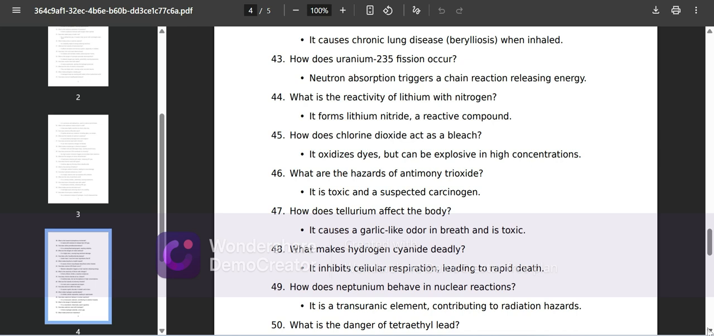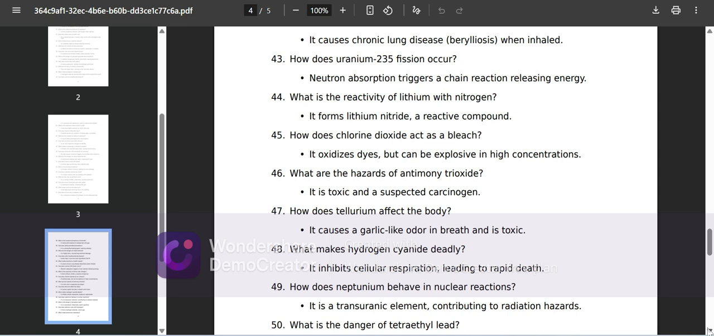Neutron absorption triggers a chain reaction, releasing energy. What is the reactivity of lithium? With nitrogen, it forms lithium nitride, a reactive compound. How does chlorine dioxide act as a bleach? It oxidizes dyes, but can be explosive in high concentration.